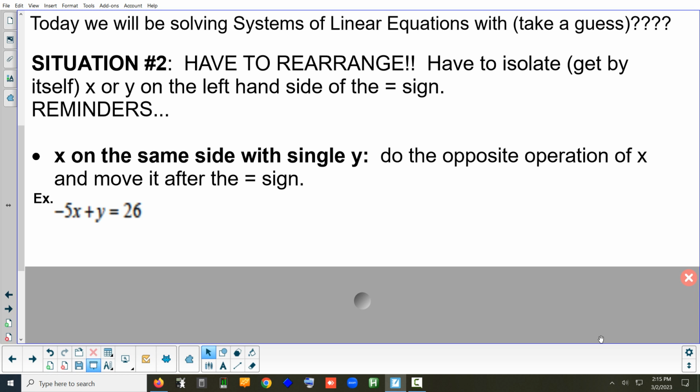All right, so let's say that you wanted to get this y by itself. There's something here that we don't want, a negative 5x. And the directions above tell you how to get rid of the negative 5x. And it says, do the opposite. That's pretty much the whole key. We have to do the opposite.